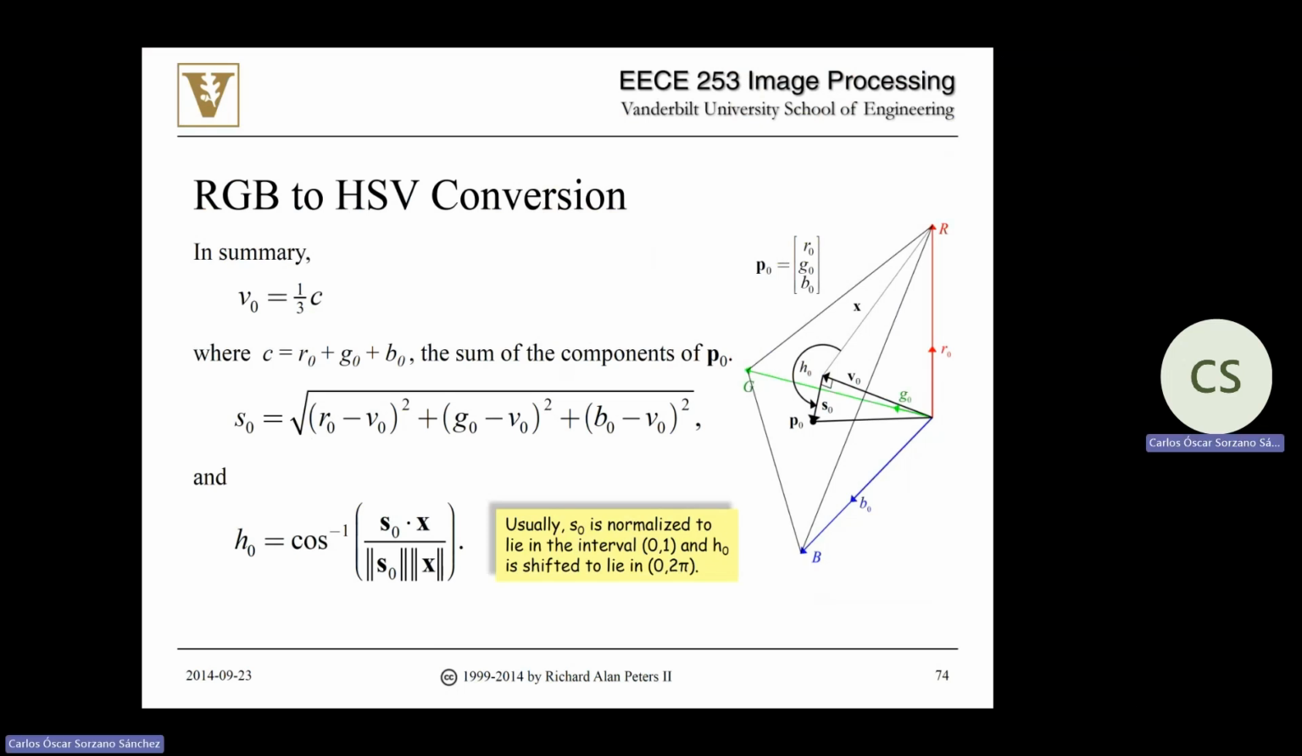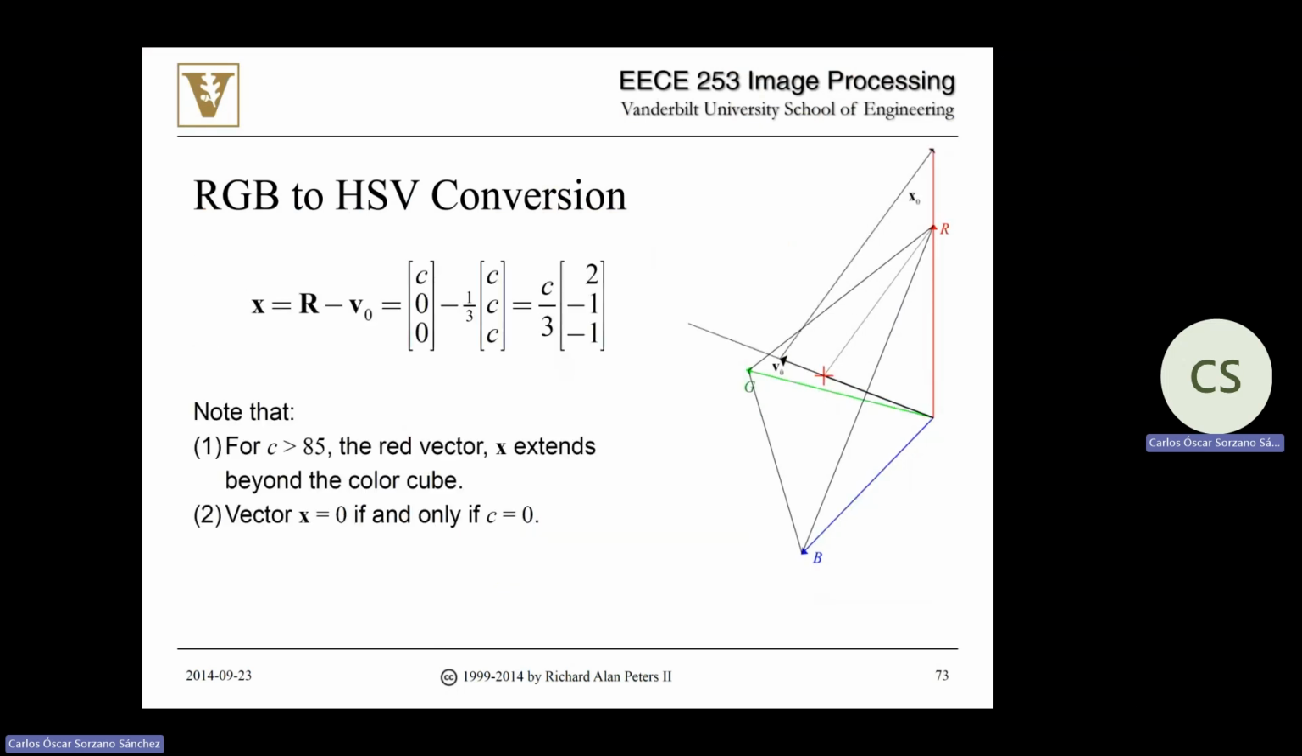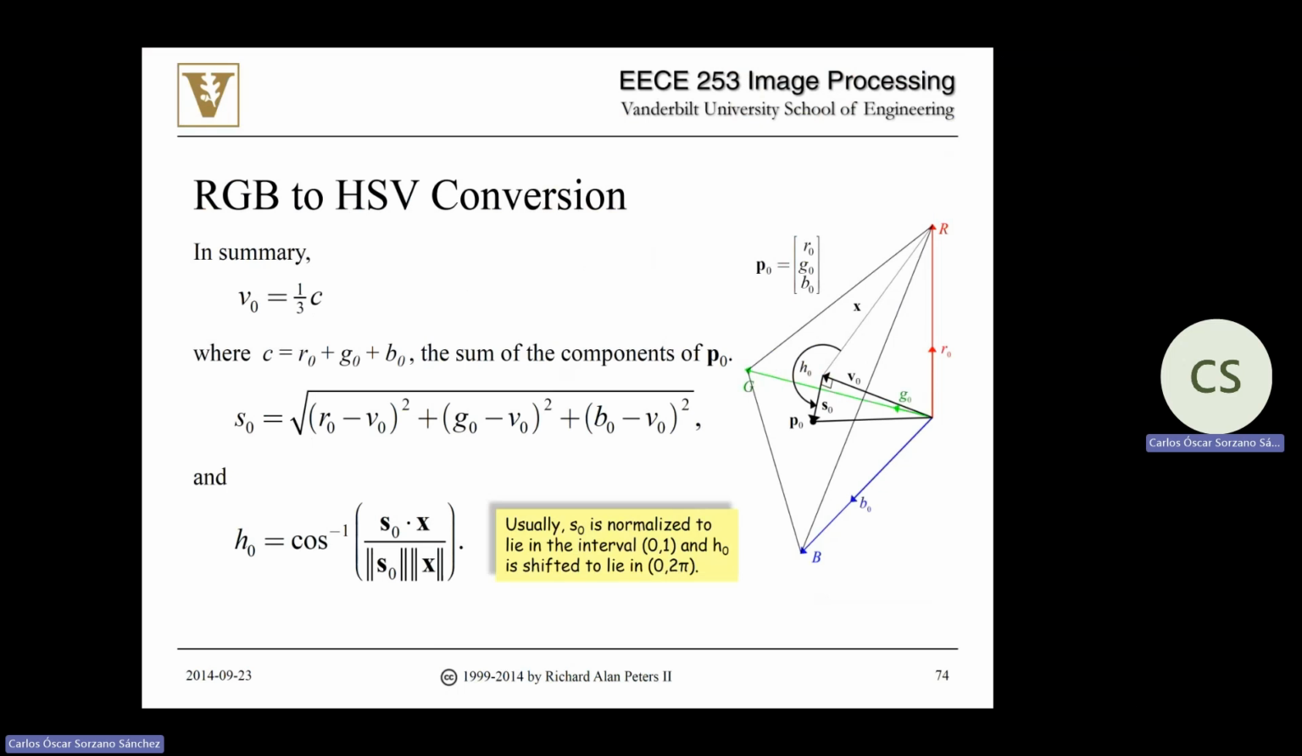Okay, so now we have X. So again, the recipe now is very simple. You start with P0, then you compute C, you compute V0. Then you compute the module of S. X you have in the previous slide. Then you compute the inner product of S0 with X divided by the modules, and then the arc cosine of that. So now you know how to go from RGB to HSV.